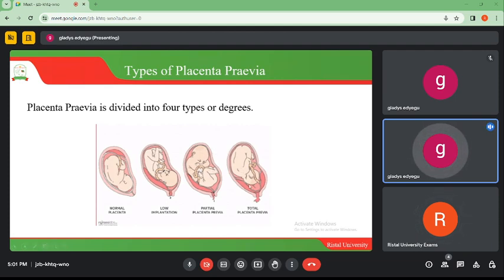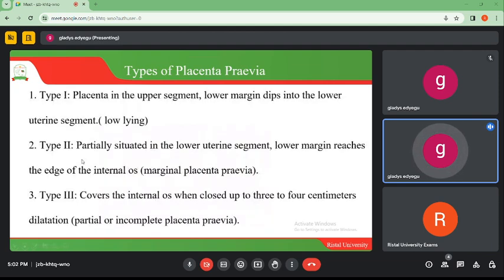Then when you come here, this one is the total placenta previa. It has covered the entire os of the cervix. So this one is already putting this mother and the baby in danger because it has covered the cervical os. So the different types, as I've mentioned, can be explained.